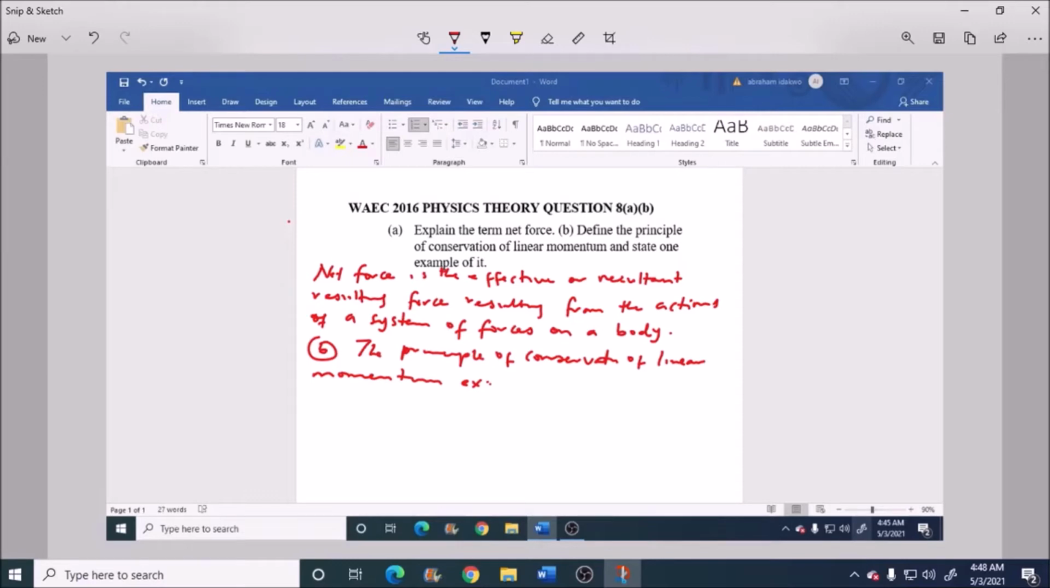Now example, e.g. we have recoil of gun. We also have colliding trolleys, then we have rocket propulsion.